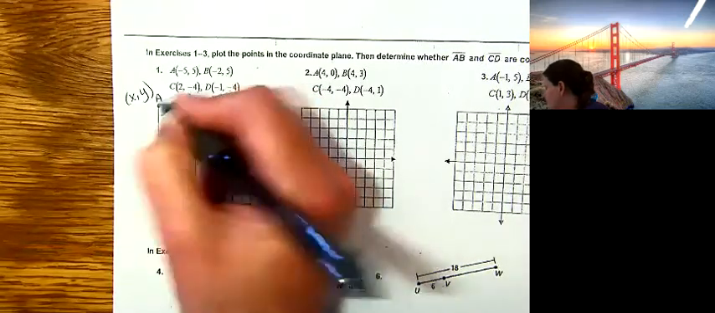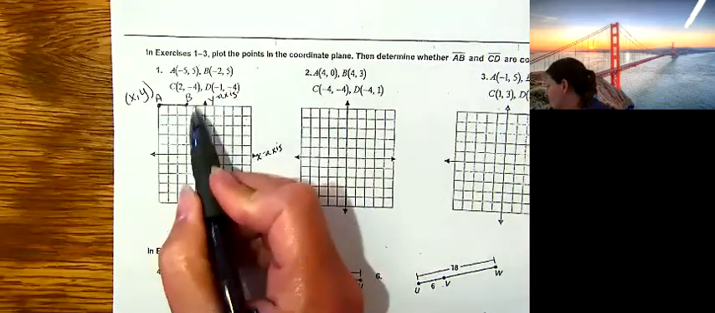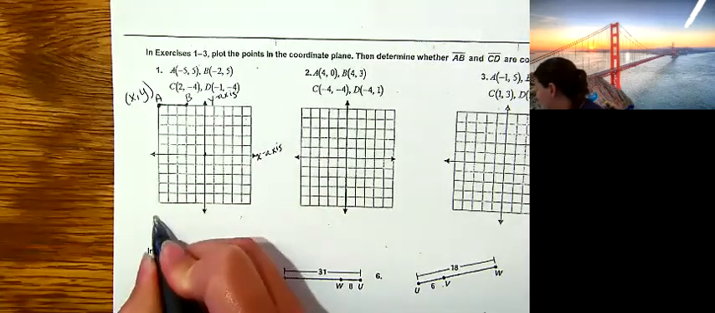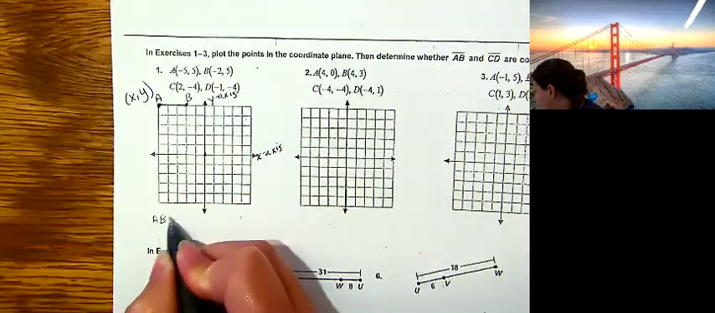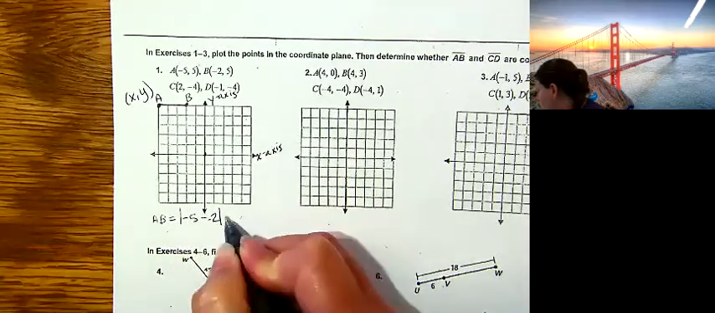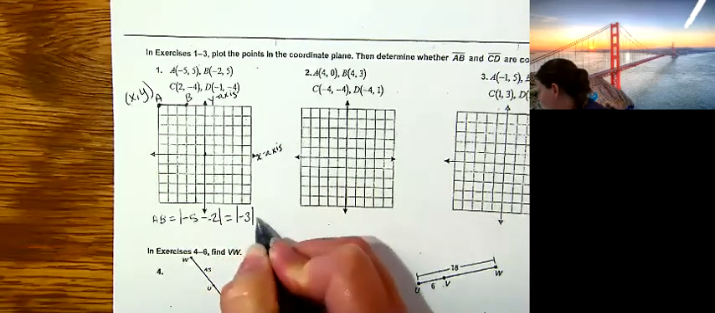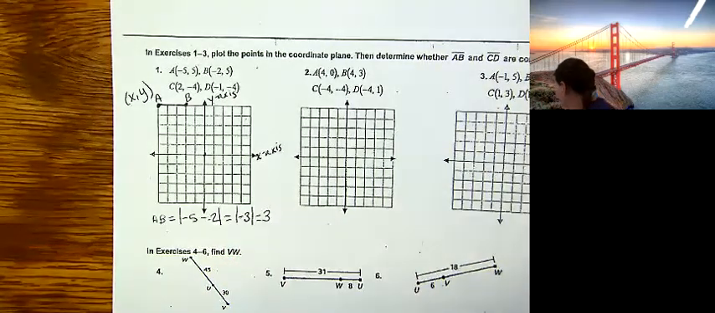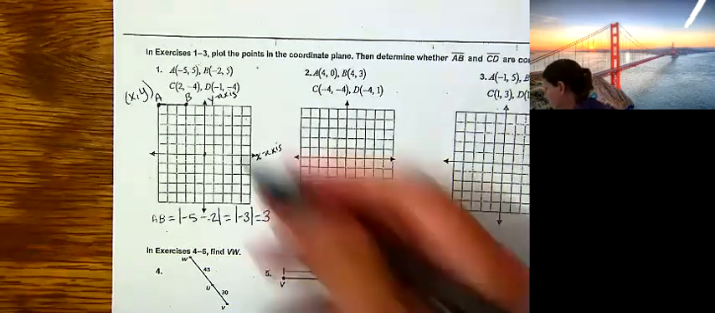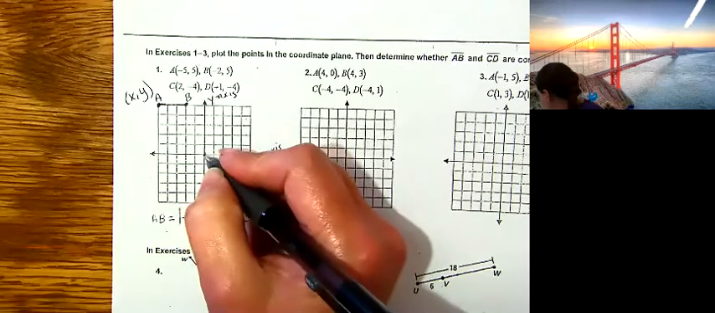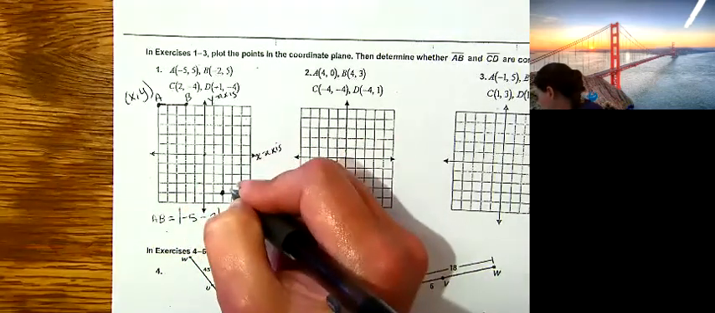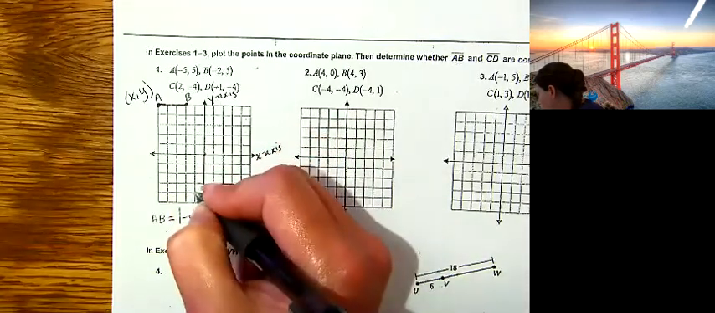So if I wanted to find the length of this, obviously I could count, but if I want to use that ruler postulate, notice my y values are the same. So I'm really finding the difference in my x values. -5 minus -2 gives me the absolute value of -3, which is 3. And I could do the same thing with C and D. If I plot, C would be at 2, -4, and D is at -1, -4.